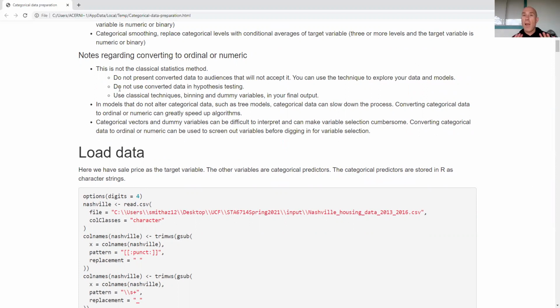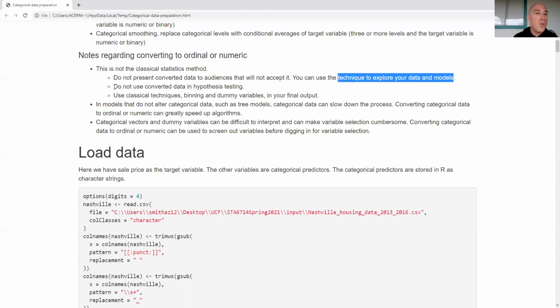A lot of classically trained statisticians will absolutely rupture a blood vessel in their head if they see you do this. But this is a good technique for model and data exploration. So you can use it to explore things, but don't include it in your final model. See which ones are good, then go back to the original format of unsmoothed data and use that.